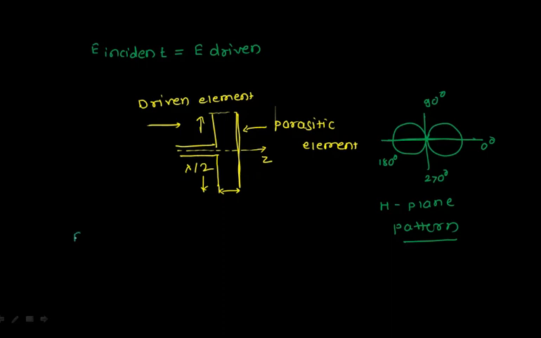So here I can say E incident is equal to E driven. Okay? So E incident plus E parasite must be 0. This is according to the ideal conductor theory. So you can say E parasite is equal to minus E incident, which is equal to minus E driven. So this is nothing but a relationship. Okay, and because of this relation you will get this kind of pattern.